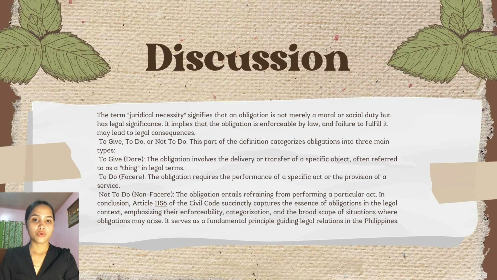To give, to do, or not to do. This part of the definition categorizes obligations into three main types. To give or dare: the obligation involves the delivery or transfer of a specific object, referred to as a thing in legal terms. To do or favor: the obligation requires the performance of a specific act or the provision of a service. Not to do or non-favor: the obligation entails refraining from performing a particular act.